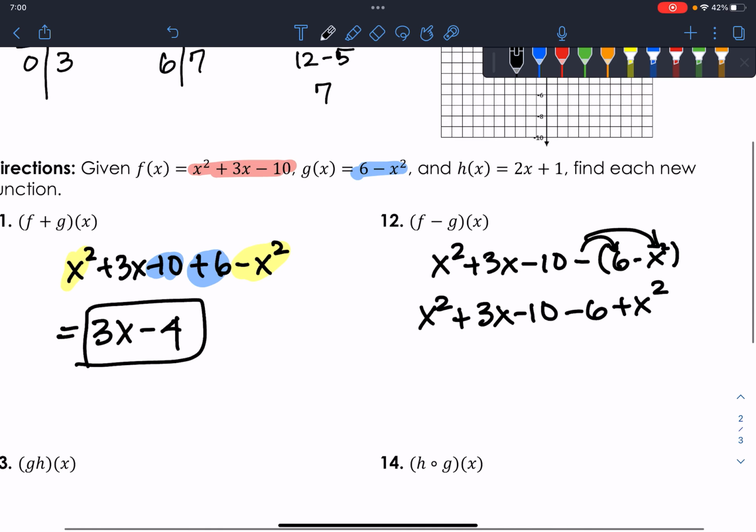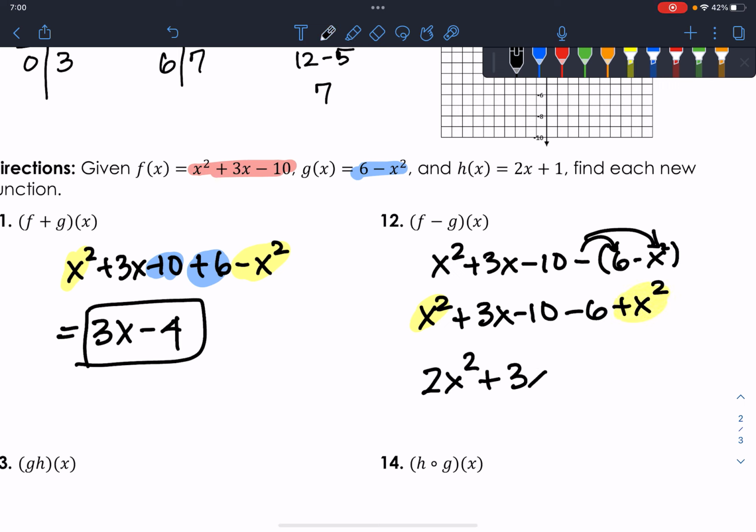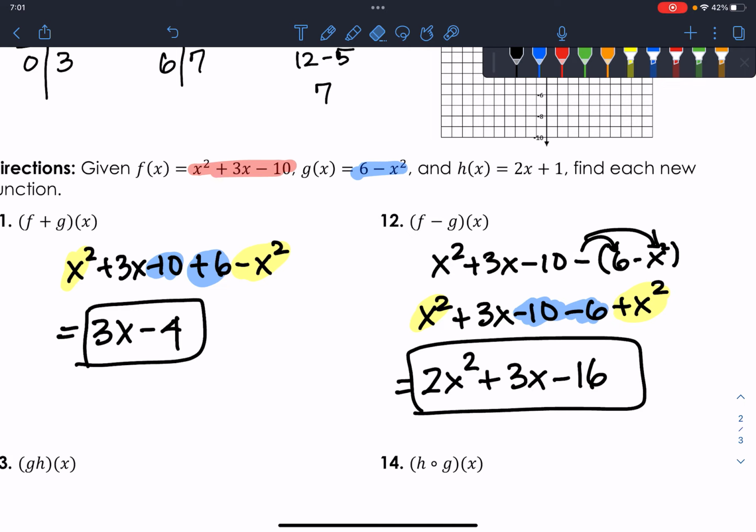So subtracting both of them, we have a negative 6 and a positive x now. So combining like terms again, this time the x's add up to a positive 2x squared. The 3x again does not combine with anything. And negative 6 and negative 10 adds up to negative 16. So this is the subtraction of f and g.